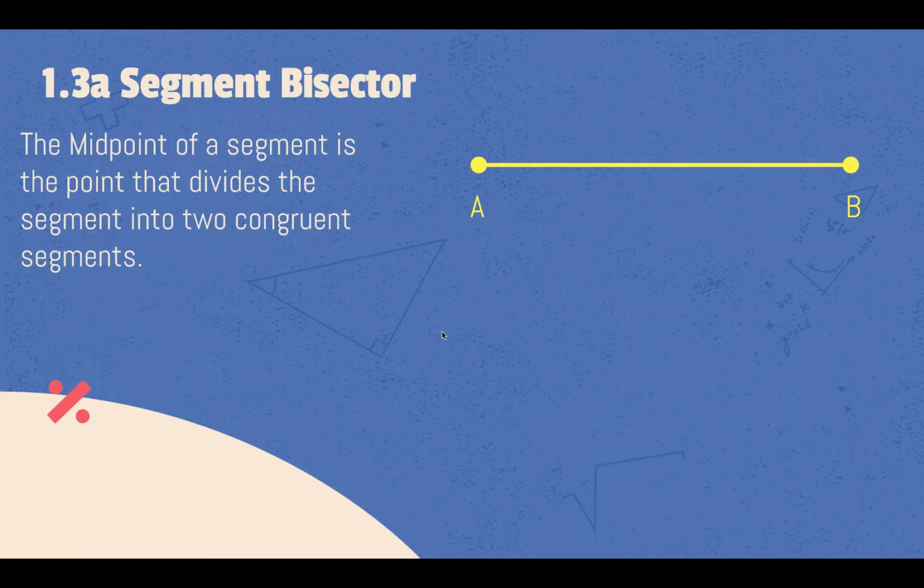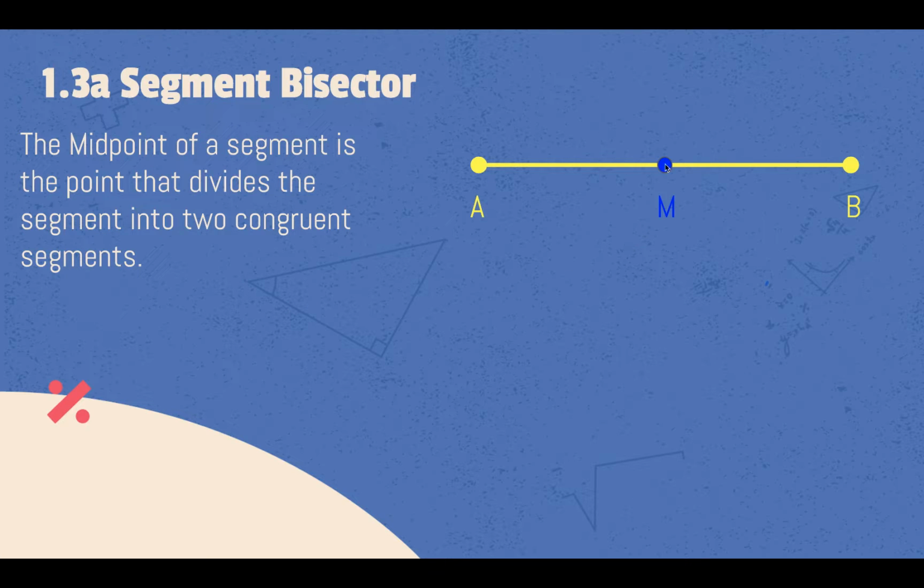Okay, so let's learn something new. Let's learn about segment bisectors. Before we can learn about what a segment bisector is, we have to learn some new terminology. So the midpoint of a segment is the point that divides the segment into two congruent segments.